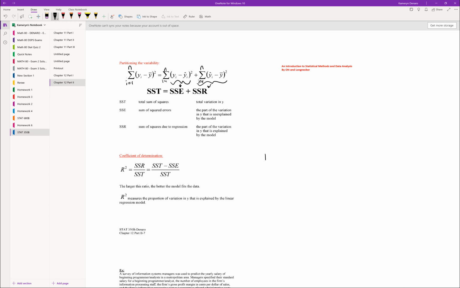So remember, R squared is between 0 and 100%, or similarly, between 0 and 1, right? So the better the model fits the data, that R squared will be approaching 1 or 100%. And the worse the model, that R squared will approach 0.